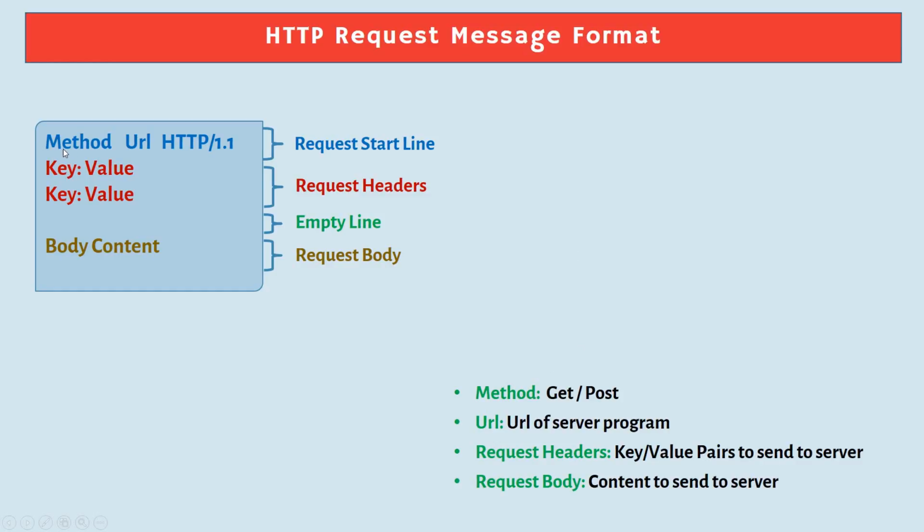In the first place, in the start line, we have to place the HTTP method. This method can be either GET or POST. The difference between GET and POST I will explain later in the next slide. After a space we have to enter the URL to which you want to send your request. Again a space, and we have to mention HTTP 1.1, that is the version number of your HTTP.